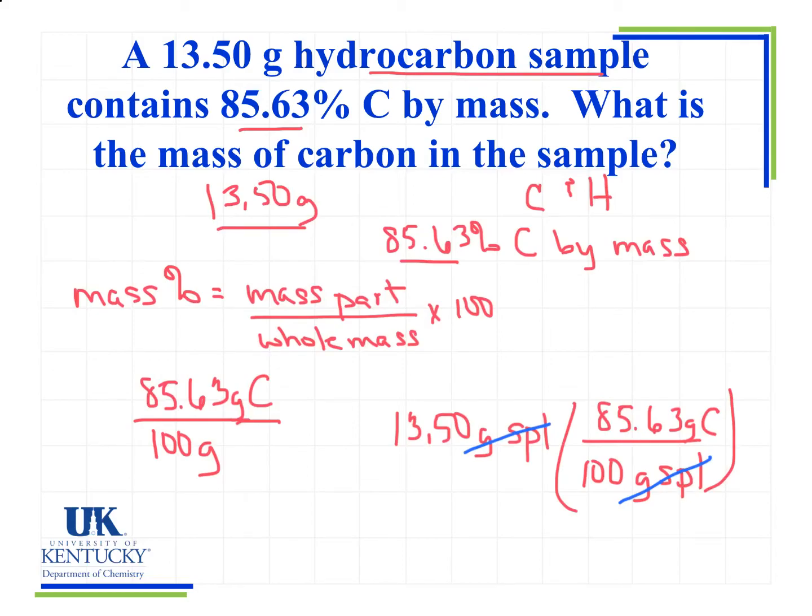Now we can find the mass of carbon in this sample by simply taking our 13.5 times 85.63 and dividing by 100. And we get the value of 11.456 grams of carbon. And that looks like a reasonable value. We see it's most of the sample, but our sample was 85% carbon, so we expect a value pretty close to that 13.5 grams.